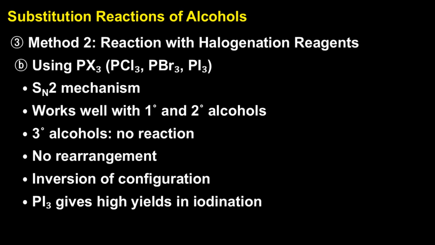Let's start with PX3 reagents. They work great with primary and secondary alcohols, and the reaction follows an SN2 mechanism, which means you get a backside attack and inversion of configuration. Since there's no carbocation ion, there's also no rearrangement. This method doesn't work well for tertiary alcohols, though, they're just too bulky for SN2 to happen. And if you're doing iodination, PI3 gives excellent yields, so it's a solid choice when making alkyl iodides.